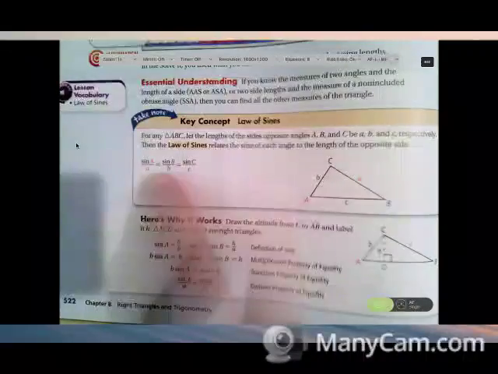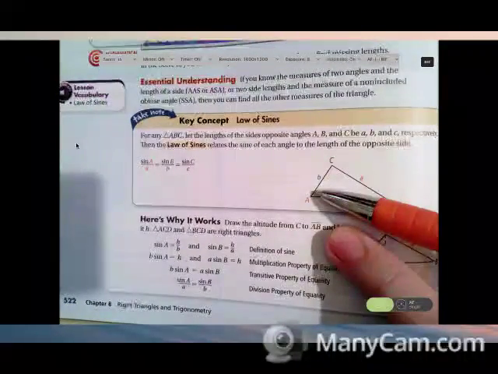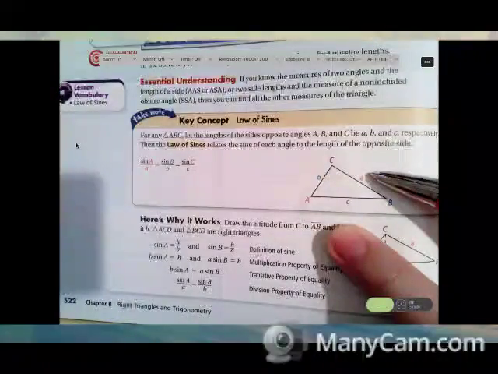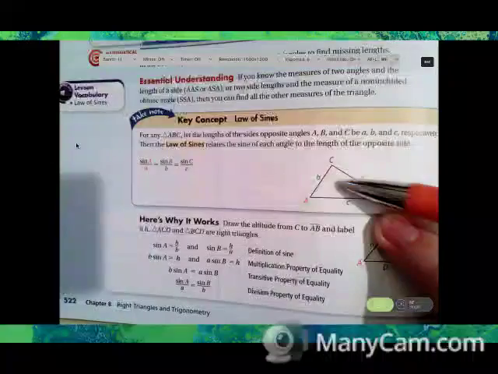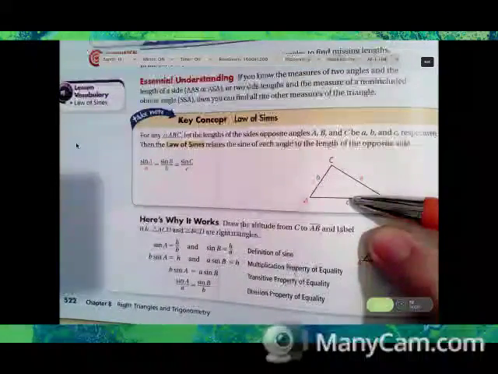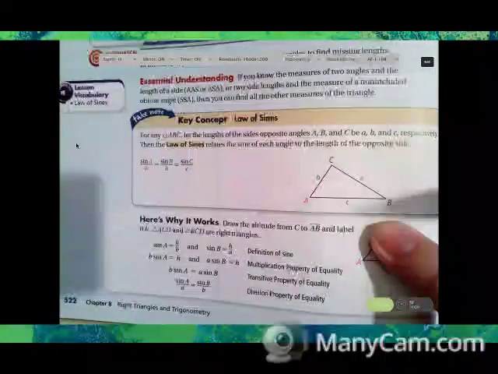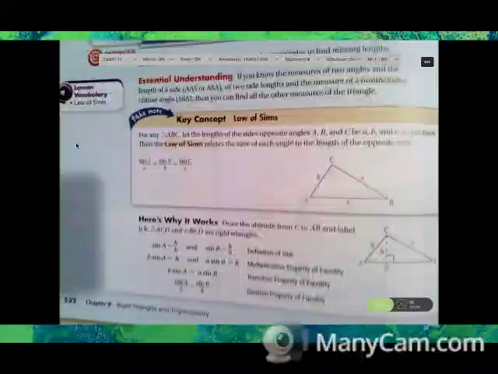So sine A, this is the angle, the leg opposite of this angle is going to be a. Sine B, the leg opposite of this angle is going to be b, and the leg opposite of angle C is going to be c. All right, so this works for any triangle, not just a right triangle. All right, so let's look at problem 1.